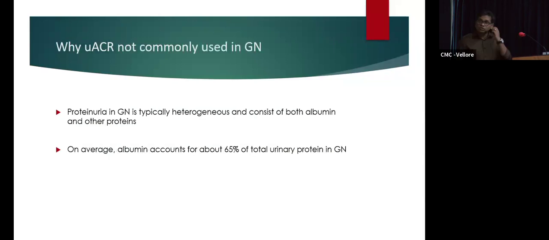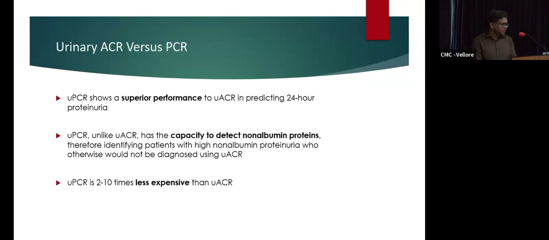Why are we not using it? I told you about UPCR because ACR measures specifically albumin, but GN has heterogeneous proteins like albumin, globulin, and others. That's why we can't use ACR in the monitoring of GN.